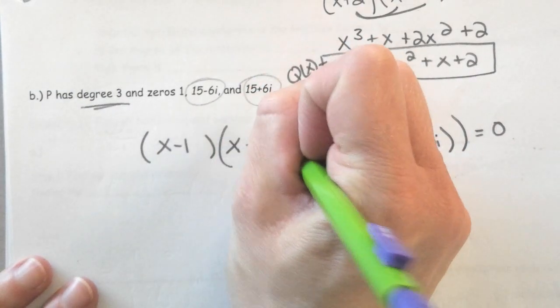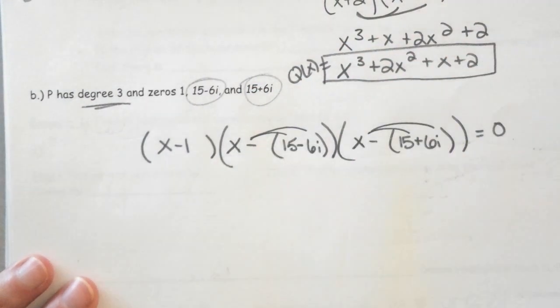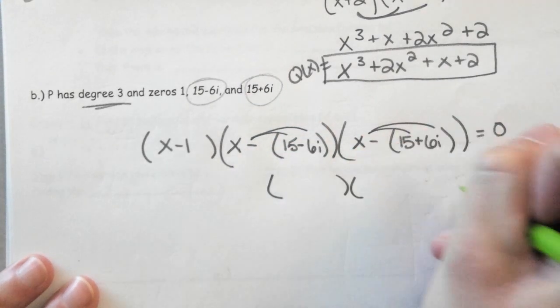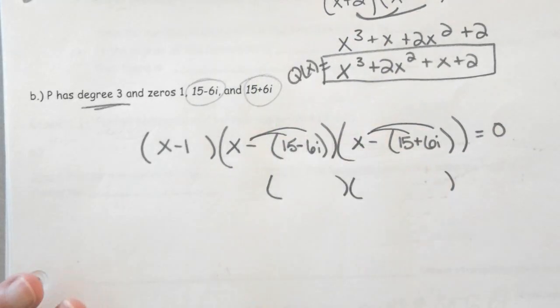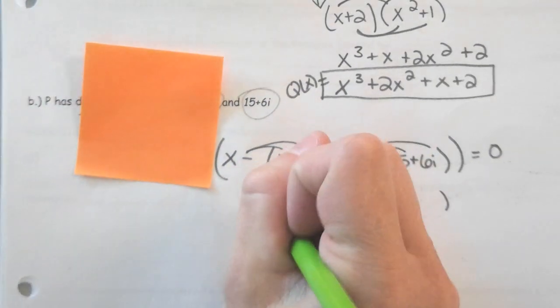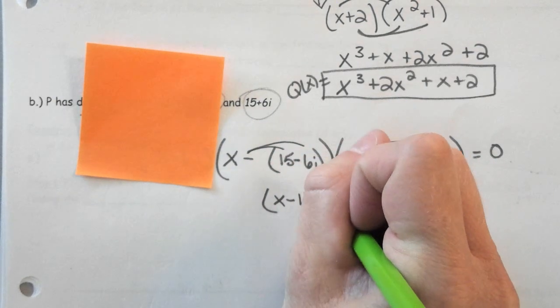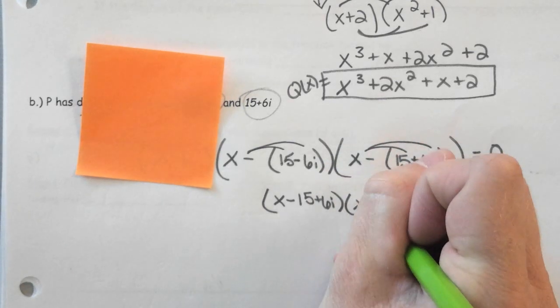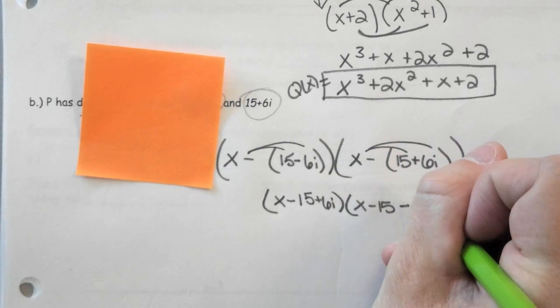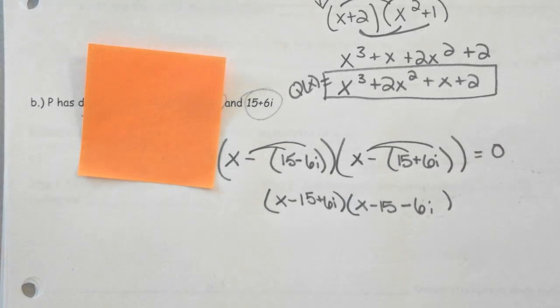So the first thing I'm going to do is distribute my negative into the parentheses, and I'm going to look at these two polynomials right here. And again, I'm going to pretend like this one doesn't exist for a minute. So I get x minus 15 plus 6i, and then I get x minus 15 minus 6i.